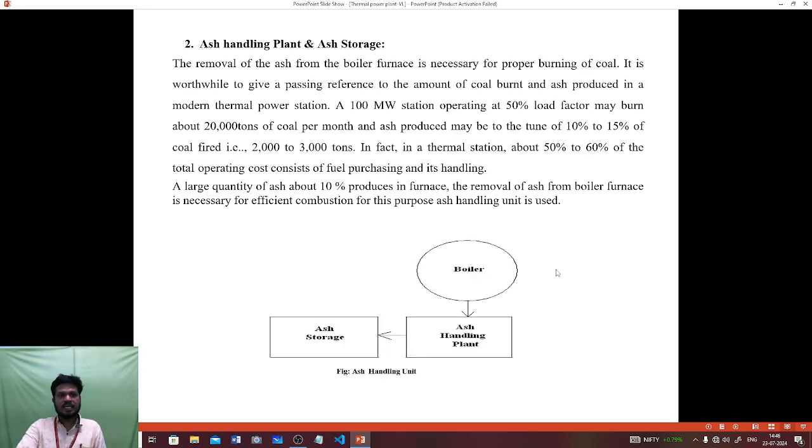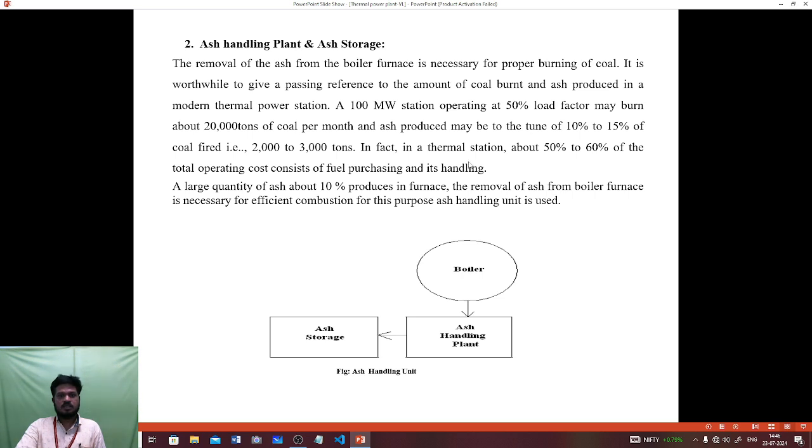Next, number 2, ash handling and ash storage. The removal of ash from the boiler furnace is necessary for proper burning of coal. It is worthwhile to give a passing reference to the amount of coal burnt and ash produced in a modern power station. A 100 megawatt station operating at 50% load factor may burn about 20,000 tons of coal per month, and the ash produced may be to the tune of 10% to 15% of the coal fired, for example, 2000 to 3000 tons.